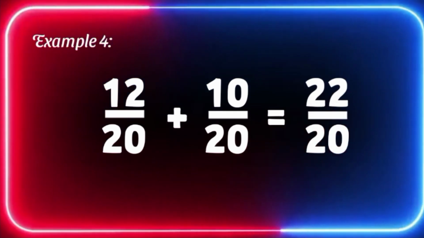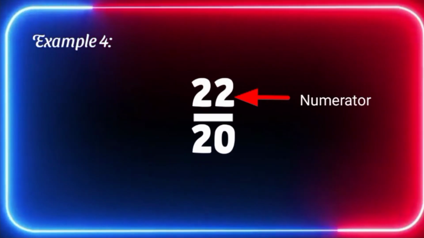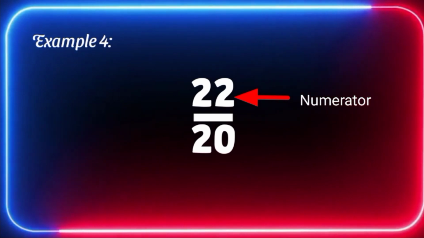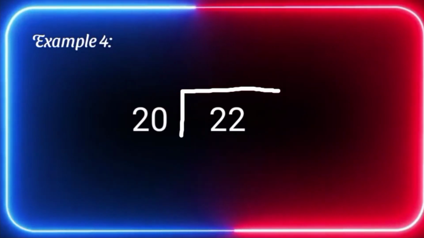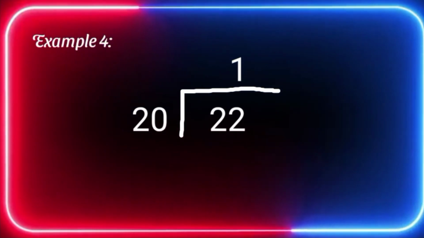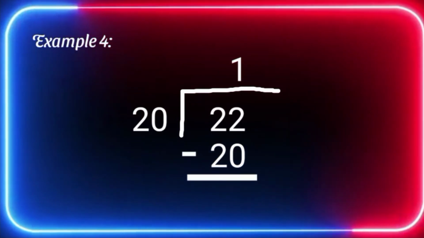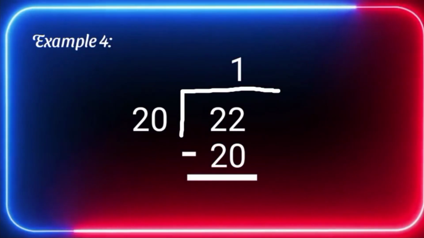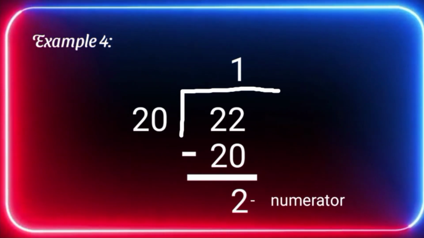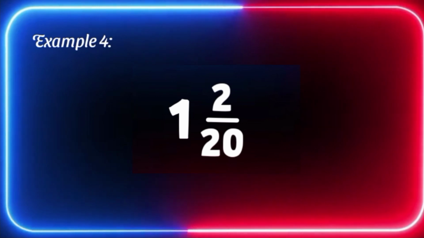Now since our answer here is an improper fraction, where the numerator is bigger than the denominator, you are going to divide. Let us first divide 22 by 20. So, how many 20s can you get from 22? We have here 1. 1 times 20 is 20. Now, we subtract 22 minus 20. So, our remainder here will become 2. This 2 as our remainder will become the numerator, and our divisor, which is 20, will become our denominator. So, the answer is 1 and 2/20.